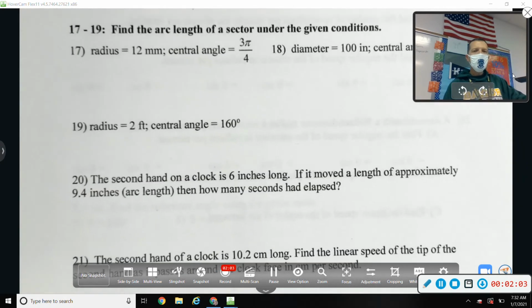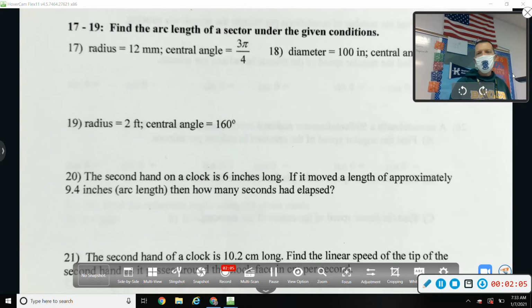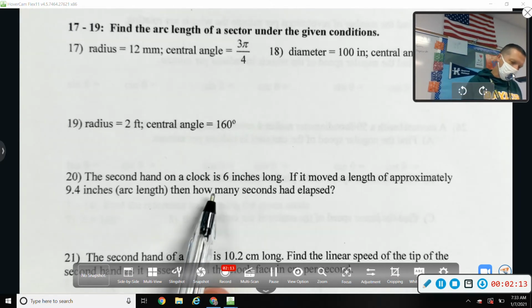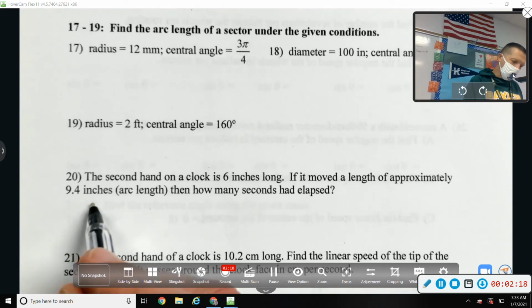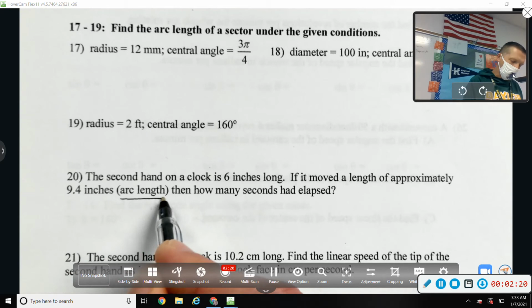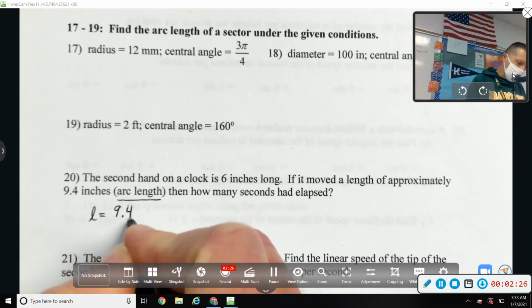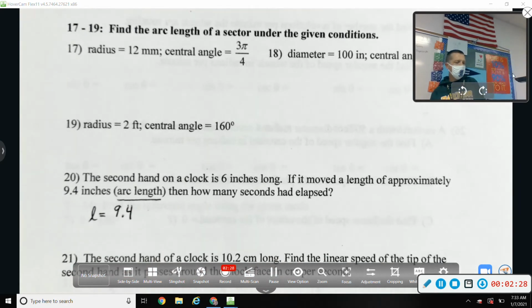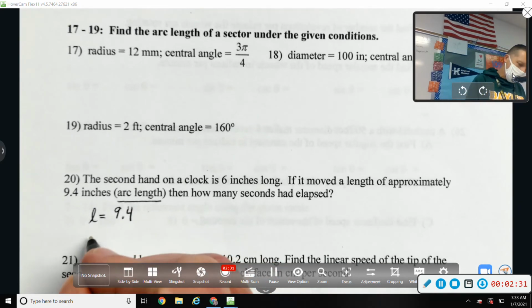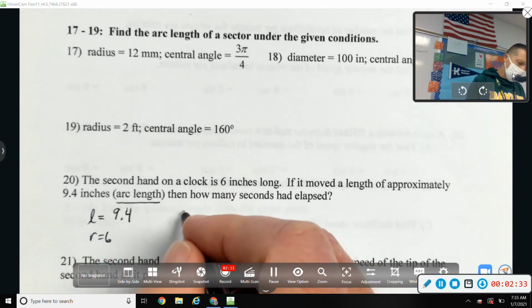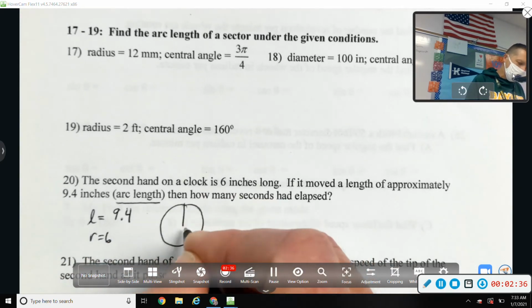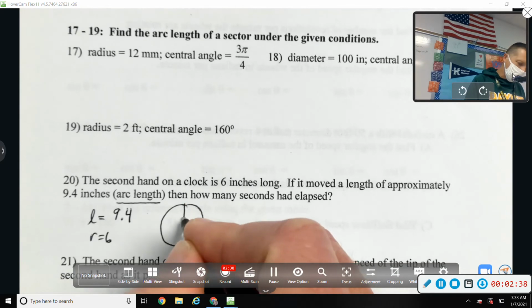All right, 17 through 20, okay with those, or do we need to do one of those? 20? Let's do 20. The second hand on the clock is 6 inches long. If it moved a length of 9.4 inches, arc length, how many seconds have elapsed? Okay, so L is 9.4. Radius is 6. I guess we must have a picture of this, but maybe it would help.